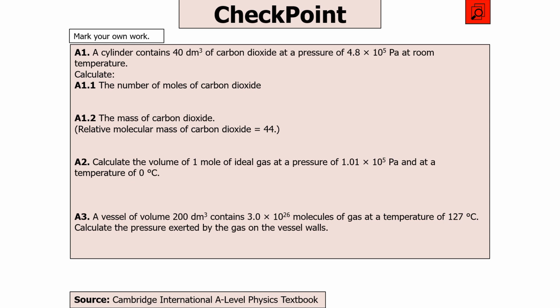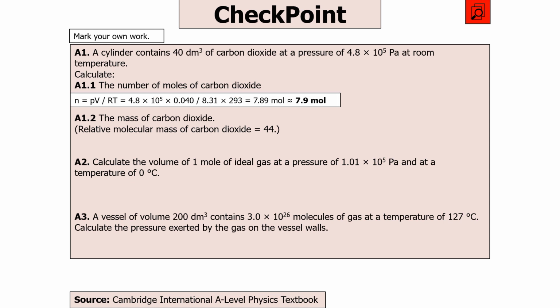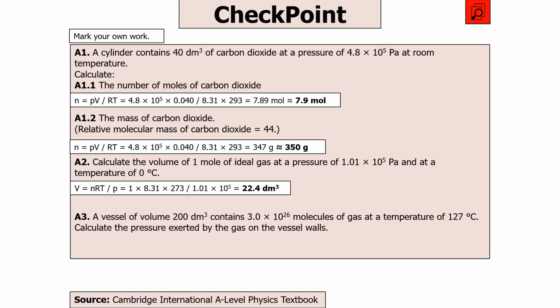Right, in this first one we can say n equals PV over RT, the ideal gas equation. Remember to work out what the room temperature is. It's 20 degrees Celsius or 293 Kelvin. Pop it all through, 7.9 moles. We can work it out by saying PV equals nRT, and we can work out what that value is going to be, 7.9 moles. We can then work that through by saying it's 350 grams by using our relative molecular mass, because mass equals moles times Mr.